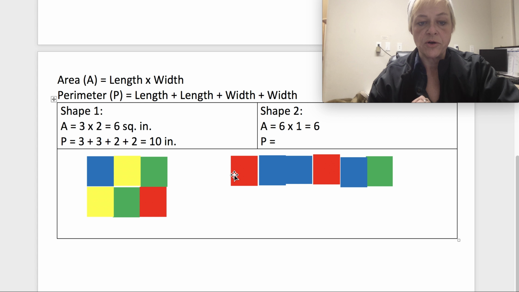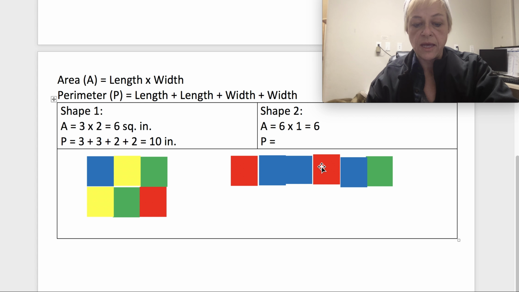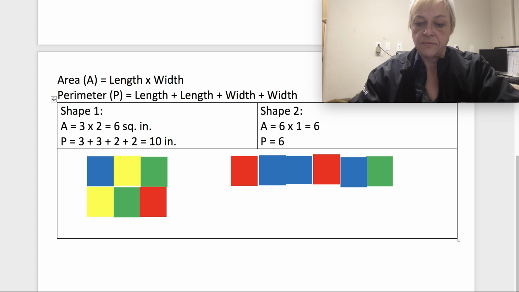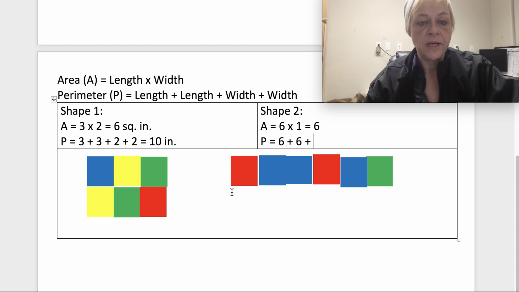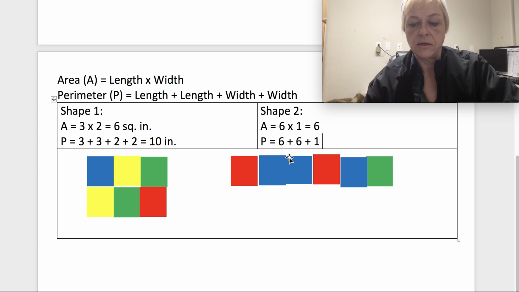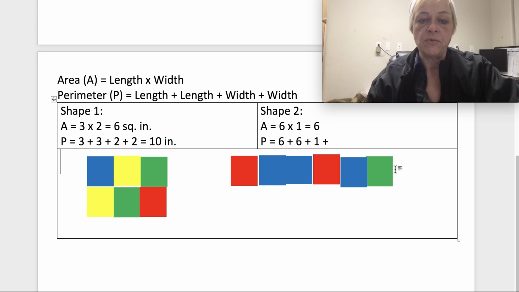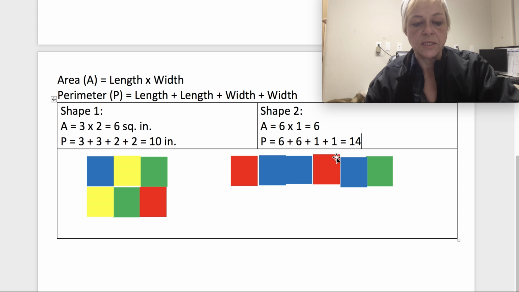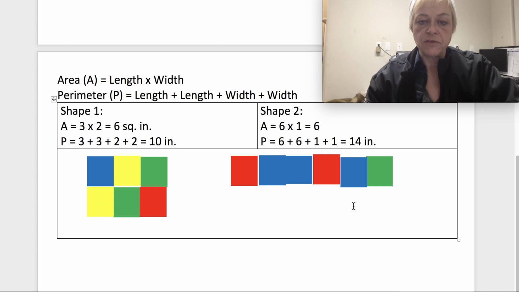Now, for the perimeter, we just discovered the length was 6. So we're sure the bottom length is 6 also, but we can count just to make sure. 1, 2, 3, 4, 5, 6. And now the 2 widths. Over here on the left we have 1, and over here on the right we have 1. Now we add those together. 6 plus 6 is 12, plus 1 is 13, plus another 1 is 14. The perimeter of the second shape is 14 inches.